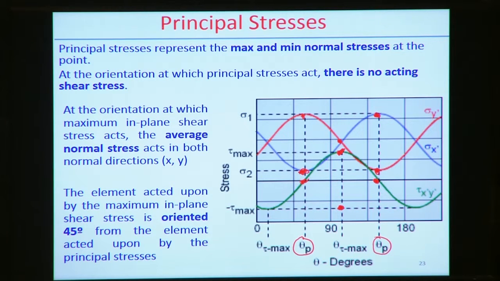But here the orientation is 45 degrees with reference to theta p. So the element acted upon by the maximum in-plane shear stress is oriented 45 degrees from the element acted upon by the principal stress values.